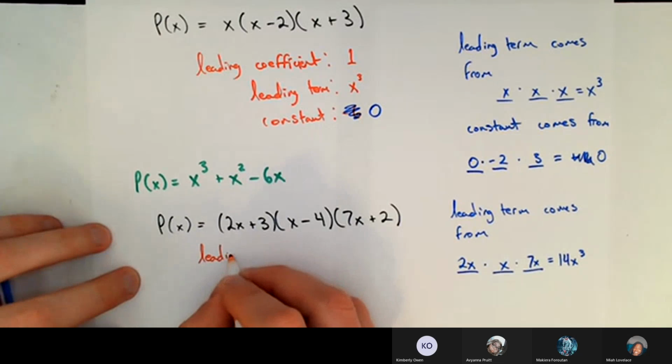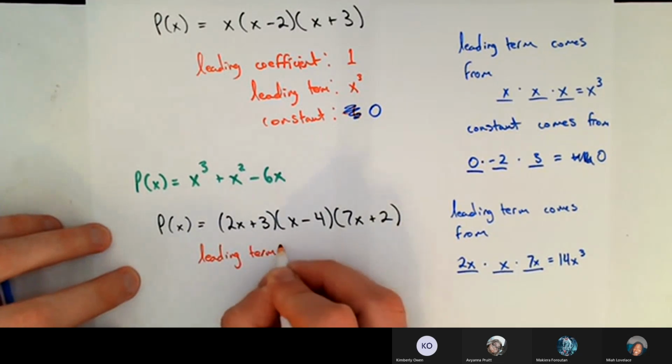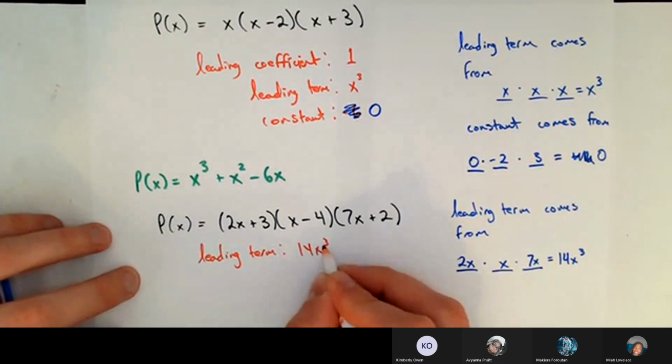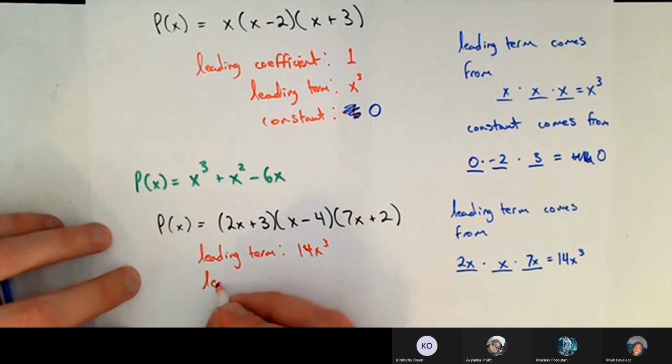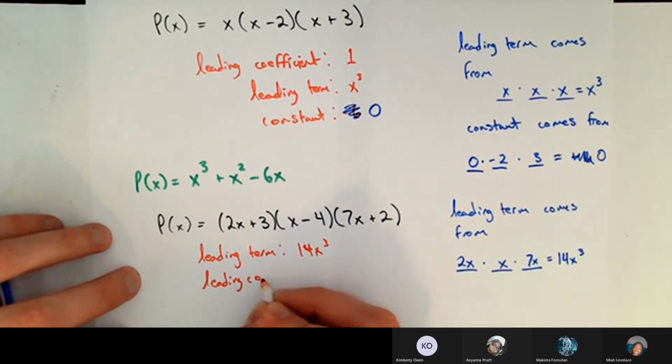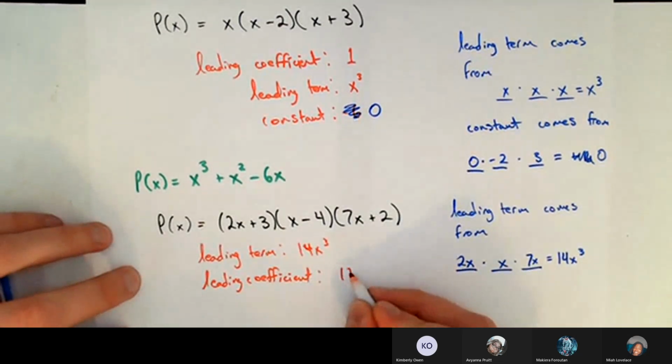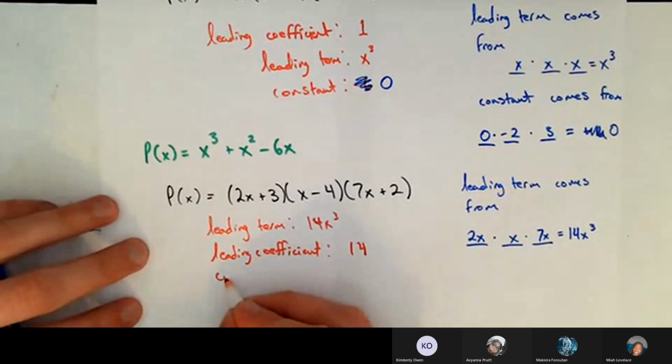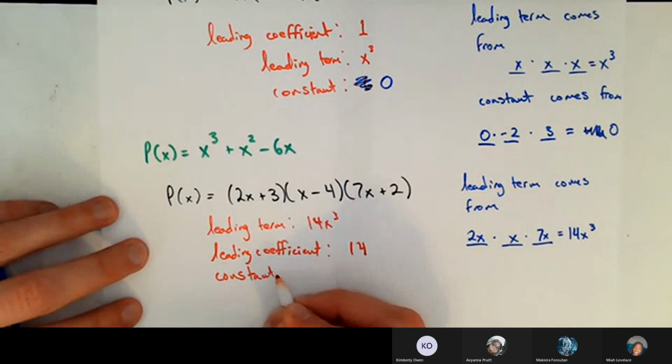So my leading term is 14x cubed. So, okay, that means my leading coefficient, I can go ahead and write that down. Once you have your leading term, your leading coefficient is just the number attached to it, so just the 14. And my constant, well, I don't have that yet, but I can go find it.